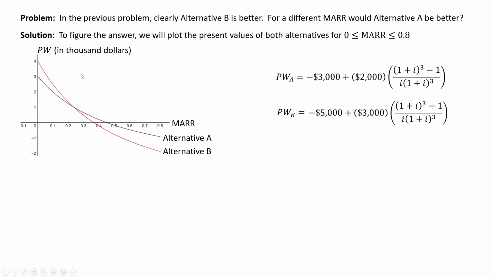When I did, I got 4,000. This red is 4,000, alternative B initially, and then it starts to go down. And alternative A is the green one, and that starts at 3,000 and starts to go down like that. Somehow this graph should tell us the answer. For a different minimum attractive rate of return, would alternative A be better? Can we answer that question here? Of course we can.